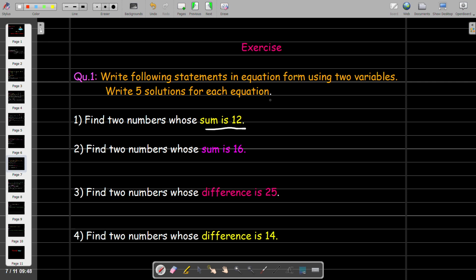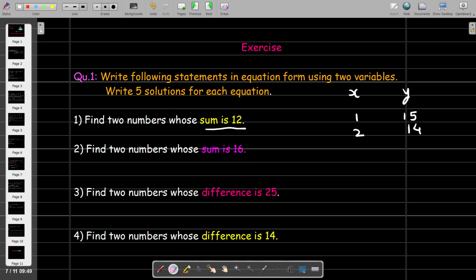These are the two numbers whose sum is equal to how much? 12. For the second, find the two numbers whose sum is 16. Let these numbers be x and y. Now, if we take the value of x is equal to 1, then to find the value of y, we subtract 1 from 16. 16 minus 1 is equal to how much? 15. Therefore, the value of y is equal to 15. If you take the value of x is equal to 2, then we subtract this value of x from 16. 16 minus 2 is equal to how much? 14. Therefore, the value of y is equal to 14.